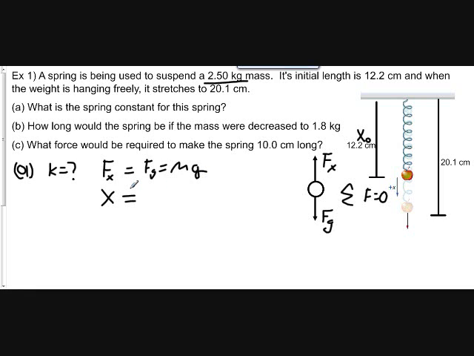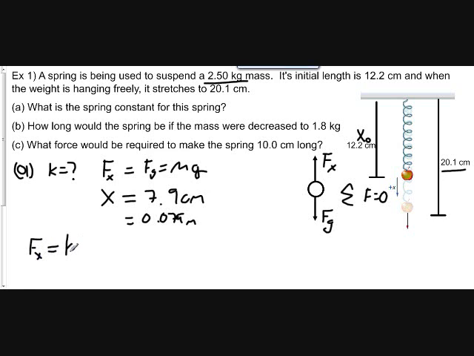For the extension, you might think at first glance it's 20.1 centimeters, but it's not, because remember this value is the extension of the spring, so how much it's stretched. So it's 20.1 take away 12.2. I'm getting 7.9 centimeters. But of course, we need to concern ourselves with units. We want a spring constant in SI units, which means this should be in meters. So 0.079 meters.